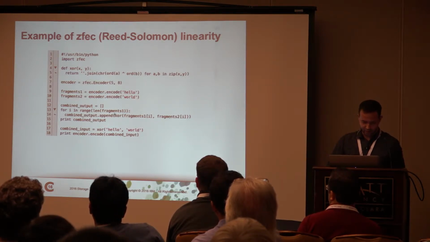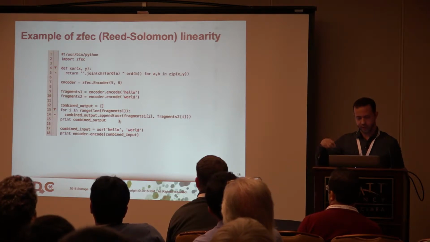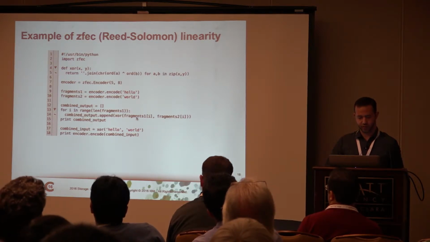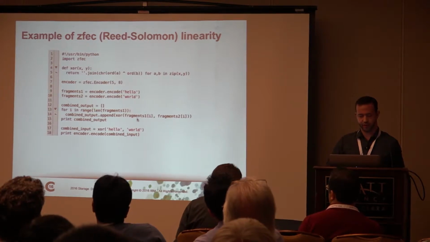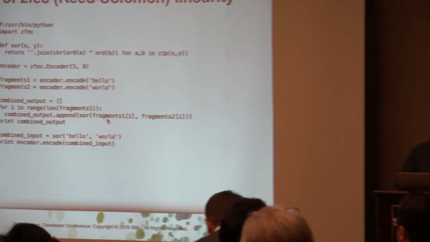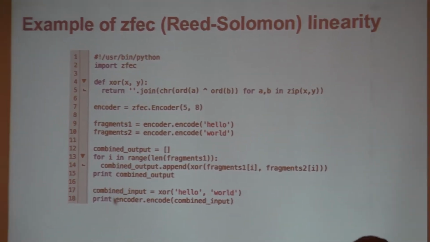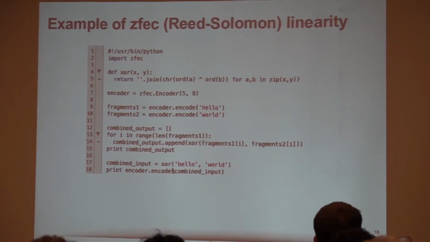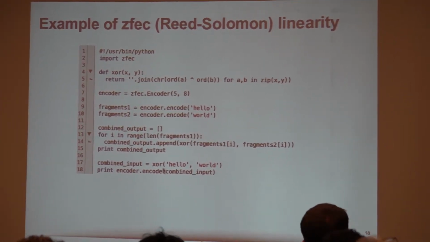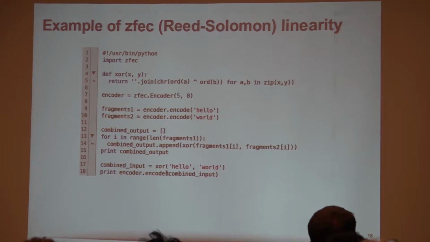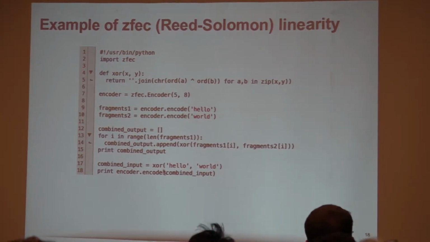We then loop through all 8 of both the first set of fragments and the second set of fragments, XOR them together, and then print the result. And then in the second phase, this is where we XOR the inputs together. So we create a combined string of just XORing hello and world into a 5-character string. And then we print the erasure code results of the combined output.